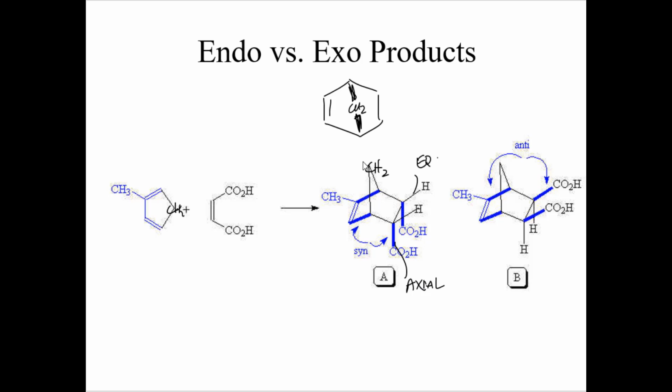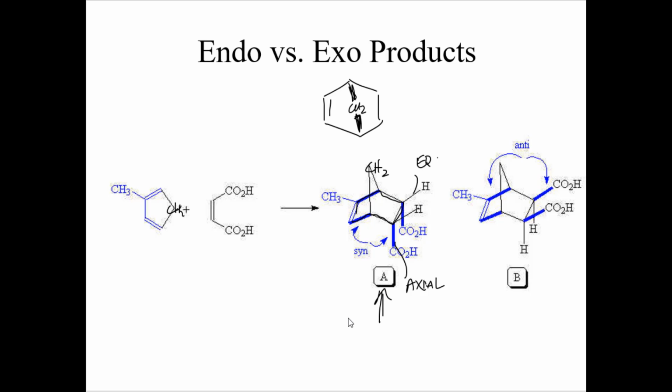Because this bridge kind of pins this ring into a boat cyclohexane. So we still have our axial and our equatorial positions. So the question is, where do the groups go? And they go actually in A. A is the only product that's formed.